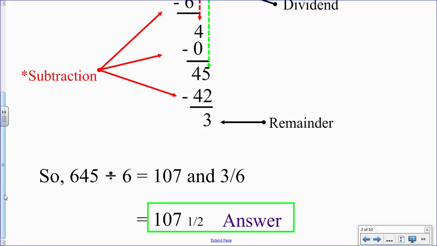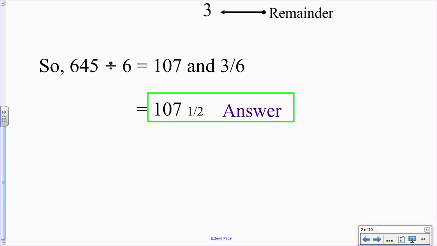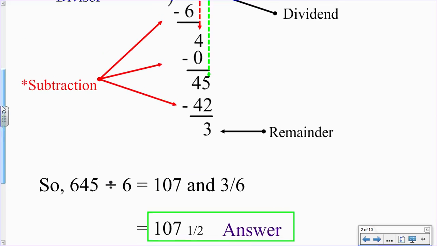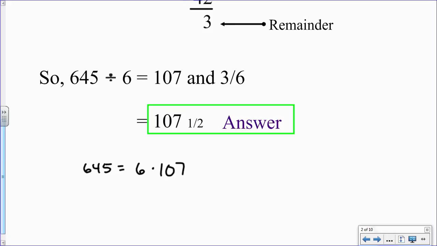Okay, you can also think of it then that 645 equals 6 times what? 6 times, what was my quotient? 107. And then my remainder was 3, so plus 3. Okay, so the same rules apply for polynomials. We're going to do kind of the same steps.